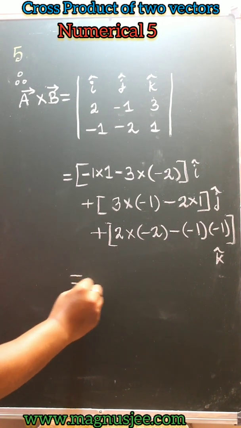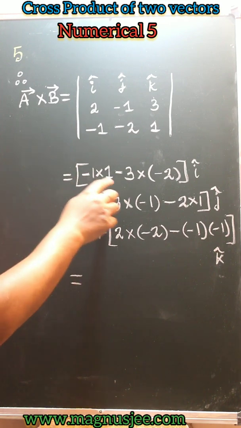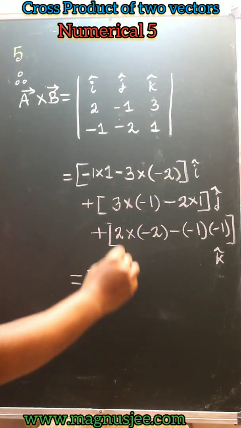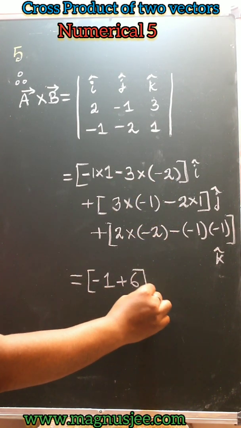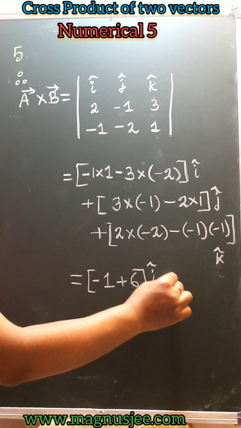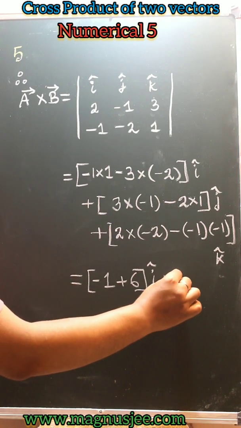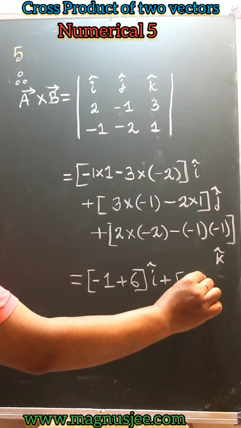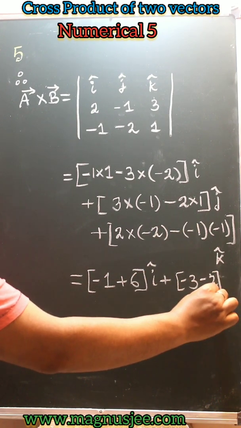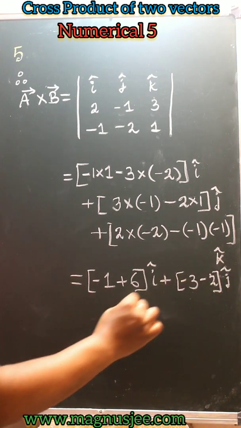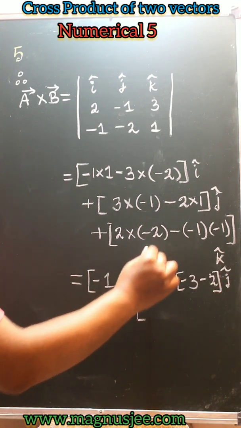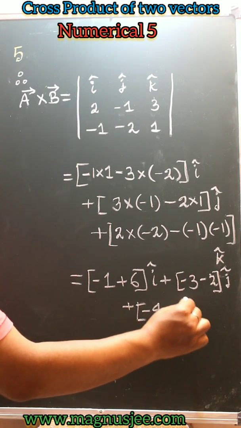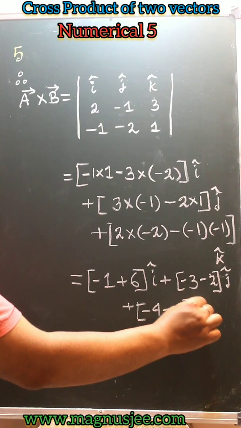So finally we get what? -1 plus 6 means 5, -1 plus 6 i cap, then -3 -2, j cap, under bracket -2 -1, that is -4 -1, k cap.